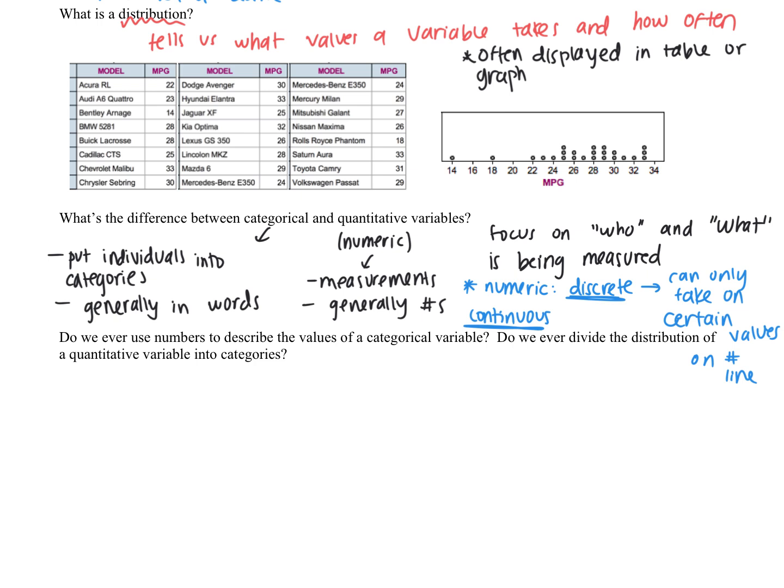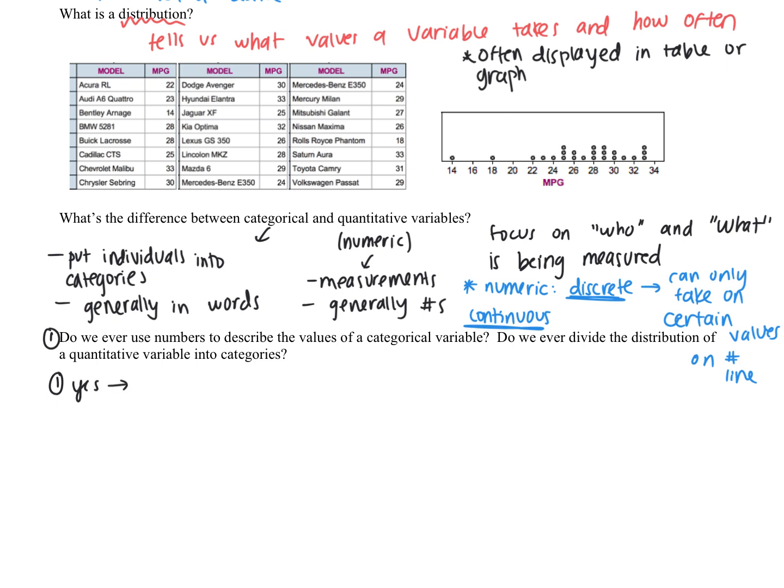Okay, this next question is one that's going to require you to do a little bit of thinking. Do we ever use numbers to describe the values of a categorical variable? Another way to think about that is, are there numbers that represent something that's not being measured? Like what? What can you think of? Numbers that don't represent something that's being measured.